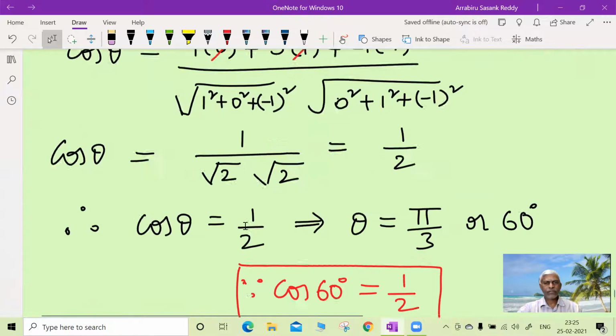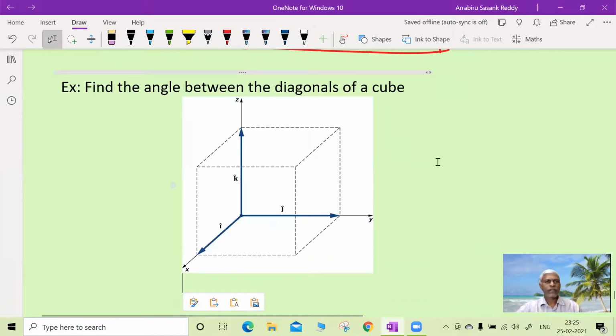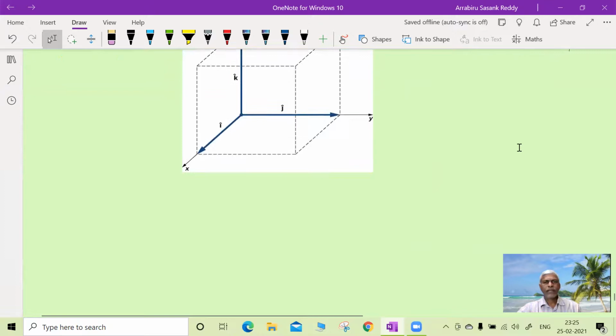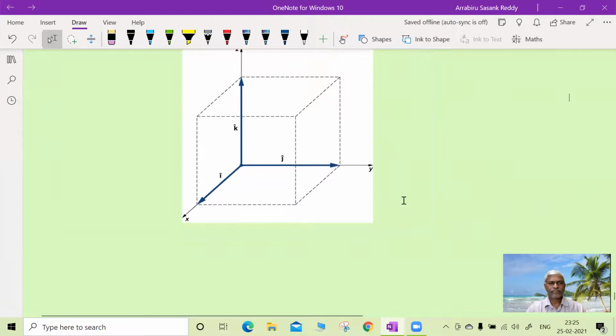This is also very important. Find the angle between the diagonals of a cube. So now let us solve this one.